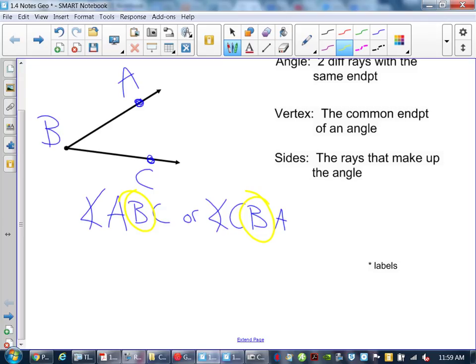Are you walking from the top down? Or are you walking from the top, or excuse me, from the bottom up? That's all that means. The directions of the letters just tell you which way you're going around the angle itself.